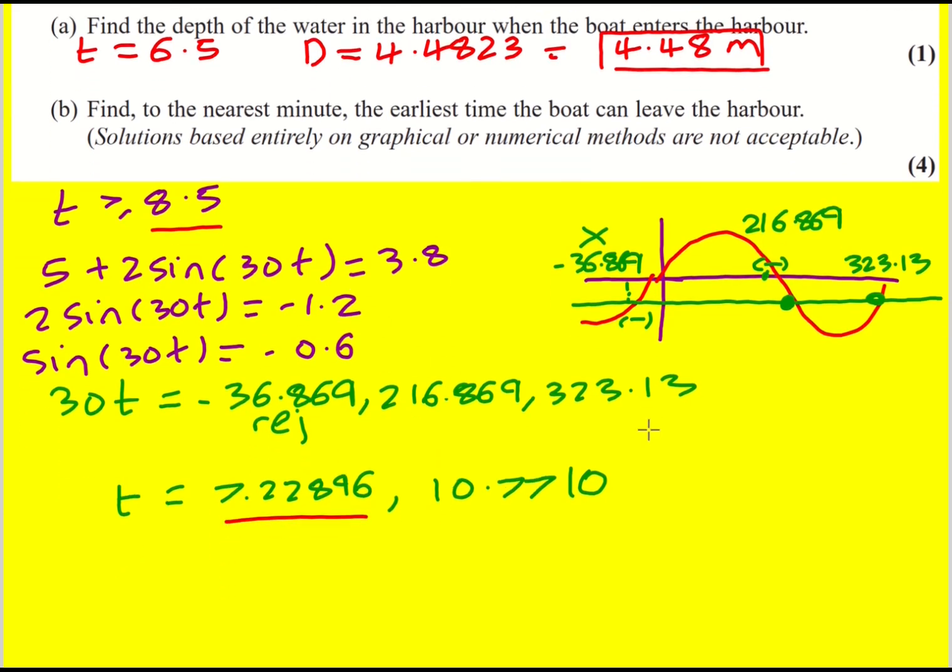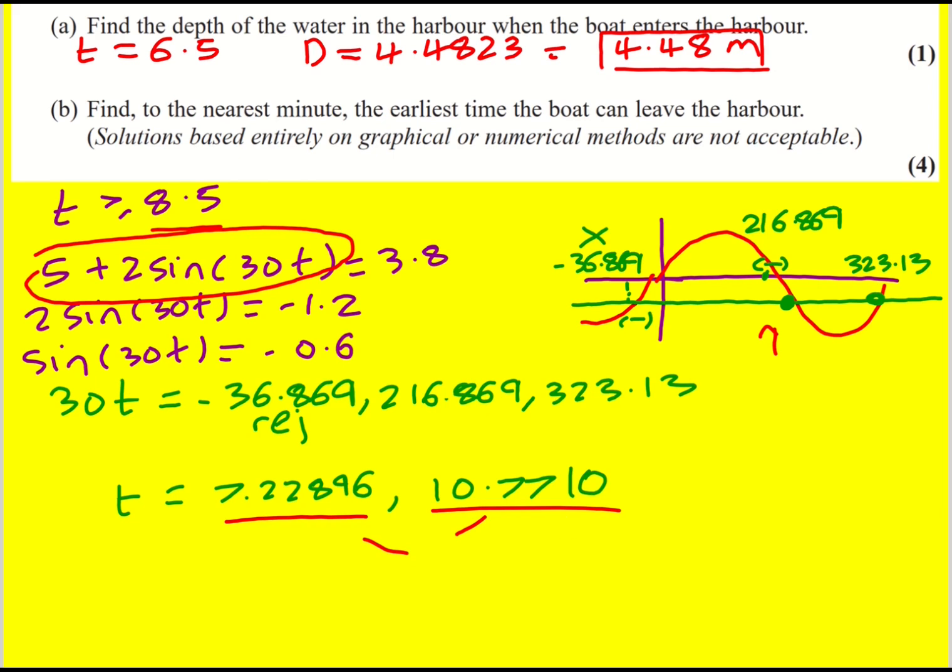But also at that point, 5 plus 2 sine 30t is going to be on the way down, so it's going to hit 3.8 at the 7.22, but then it's going to go lower, and it's only on the way back up that it is going to reach 3.8 meters again at 10.77. So although there is a time period where it's above 3.8 meters, it's actually when they're doing the cargo. The next time is they have to wait it out, and then it's on the way back up. We get to 10.77. So this is going to give us our answer.